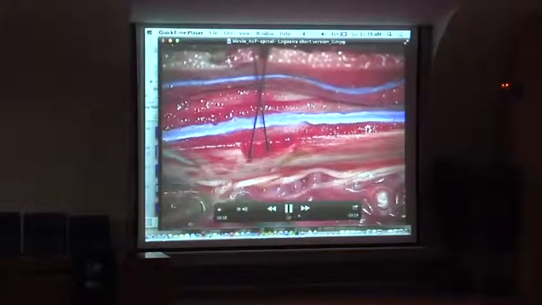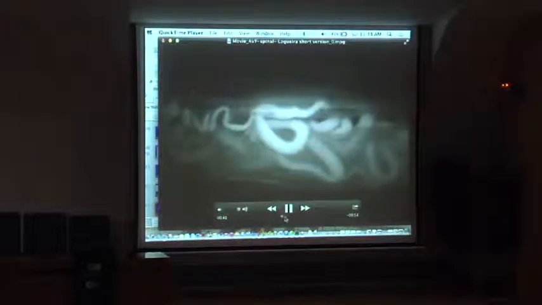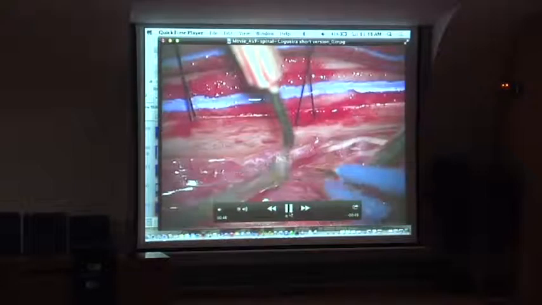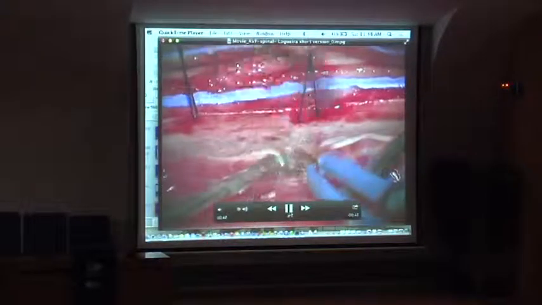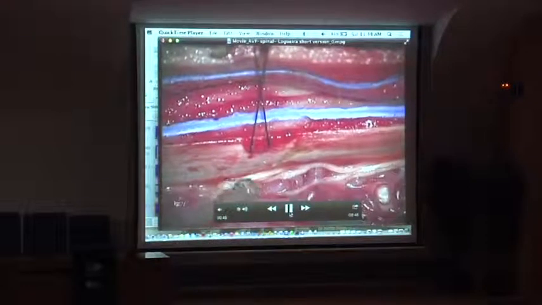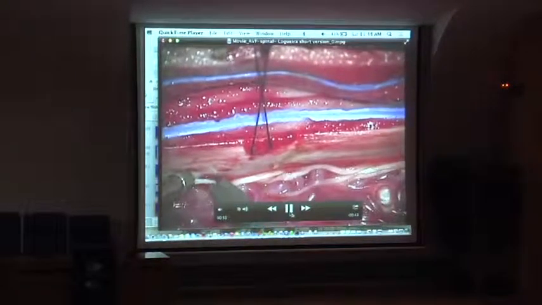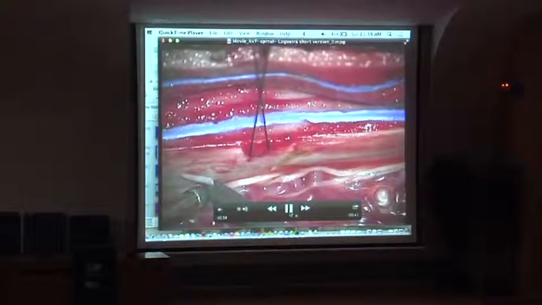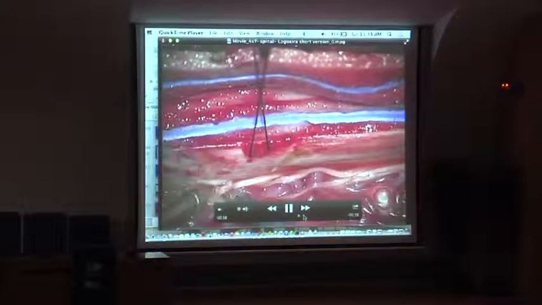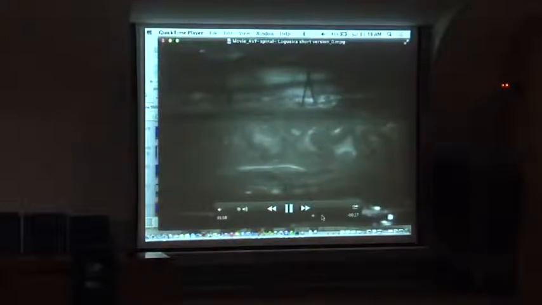Coagulate, cut. And here you see the disconnection. I'll show you that and I'll stop. Send that for pathology. And this is the disconnection. You're going to see this laminar flow being reestablished and all those veins will go away over time.